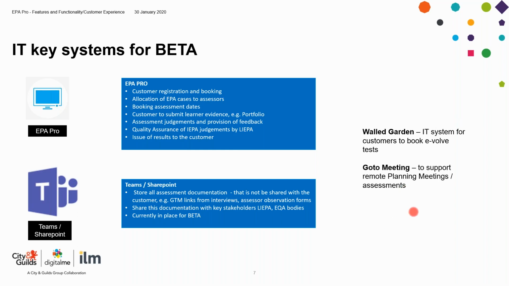Because this is a beta and currently EPA Pro doesn't do everything we need it to do, although it is evolving very rapidly, which I'll talk about a bit later, we will have to use through beta SharePoint or Teams, as the link that will be provided to you is called, to share all of the assessment documentation that is not shared with the customer. So anything on the EPA Pro, like the feedback form, is on EPA Pro, but all of the assessment documentation will be on SharePoint Teams, including GoToMeeting links from interviews.